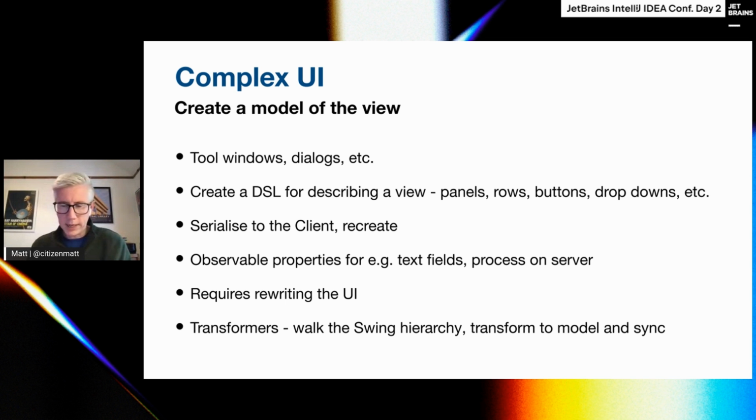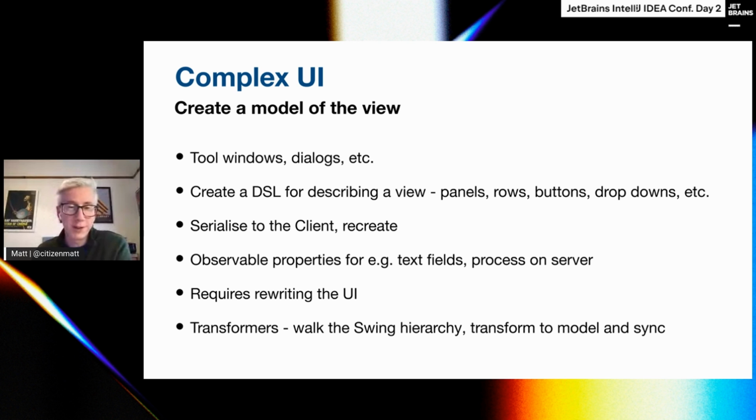Again, we use our RD protocol, our protocol of observable models, and we create a model of the view. This is really quite smart. We've got a way of doing this within code. We've got a Kotlin DSL for describing a view, which has panels, rows, buttons, drop downs, text fields, and so on. And we can serialize this in our observable model over the protocol to the client. The client can view that and very mechanically recreate that using native Swing APIs. These observable properties give me callbacks, so like a text field, when it changes, it's observable, it gets automatically passed over to the server which can process it. But the downside to this is it requires rewriting the UI.